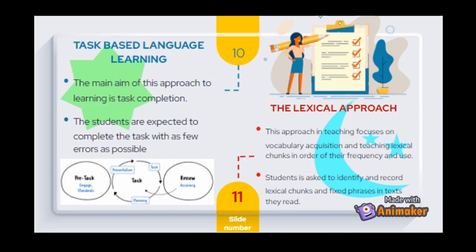And the last, number 11, the Lexical Approach. The lexical syllabus or approach is based on computer studies that have previously identified the most commonly used words. This approach to teaching focuses on vocabulary acquisition and teaching lexical chunks in order of their frequency of use. Teachers of the lexical approach place a great emphasis on authentic materials and realistic scenarios for more valuable learning.